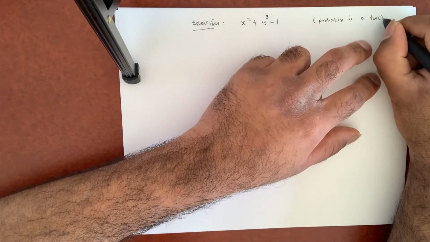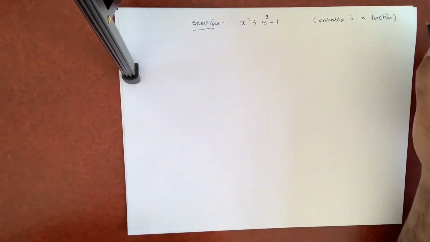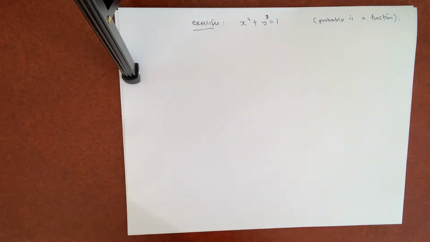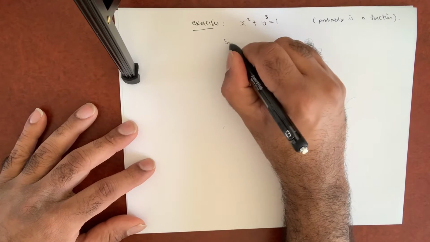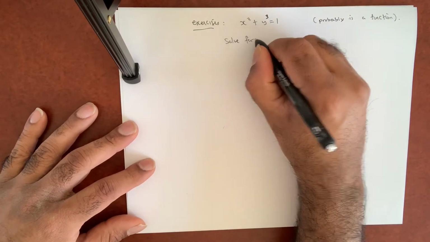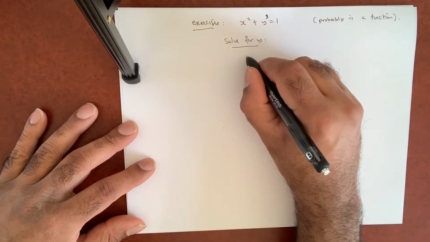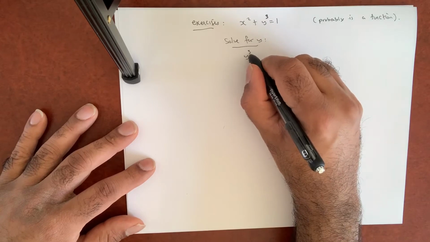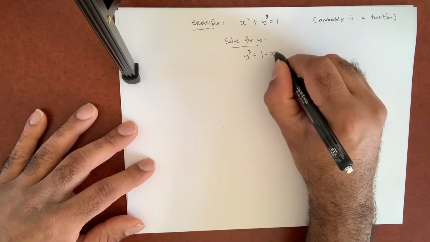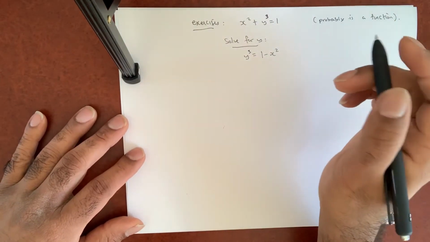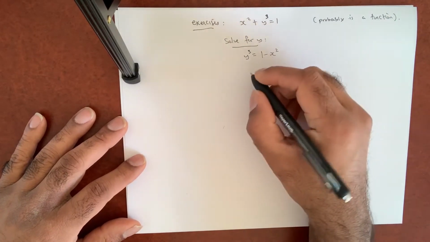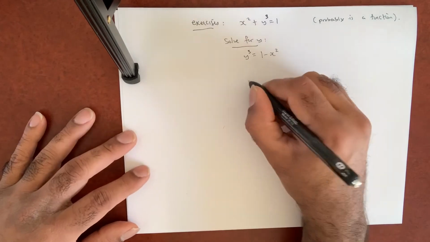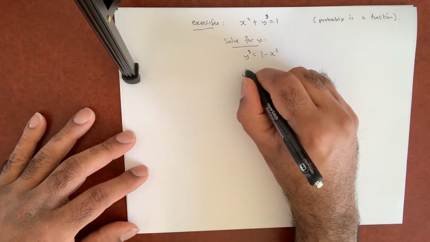So what we want to do is we want to solve. We can't do this by plugging in numbers, okay? So you have to do it generally. So the idea here is to solve for y. So we have y cubed is 1 minus x squared. Now to get out of the cube, you have to put both sides to the 1/3 power, or take the cube root of both sides, whichever way you want to think about it.